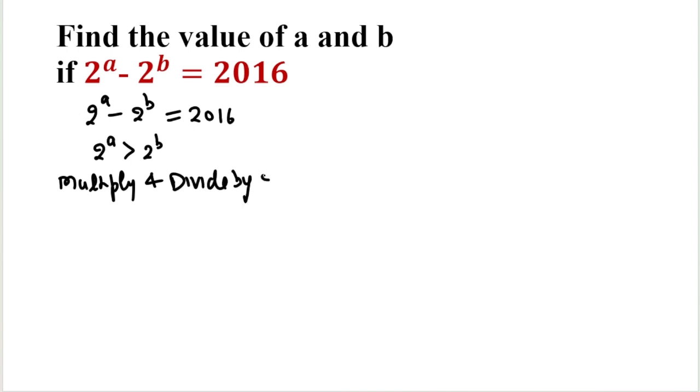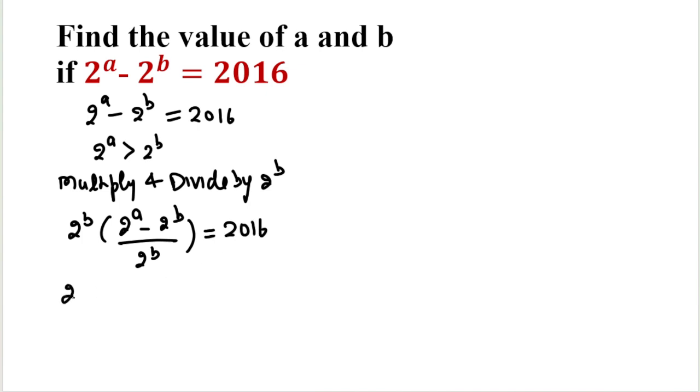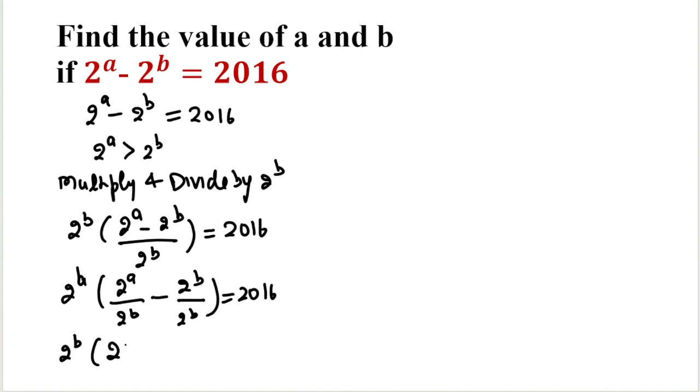by 2 power b. So 2 power b into (2 power a upon 2 power b minus 2 power b upon 2 power b) equal to 2016. Using the property, now we write 2 power b into (2 power a minus b minus 1), since 2 power b and 2 power b cancel, equal to 2016.